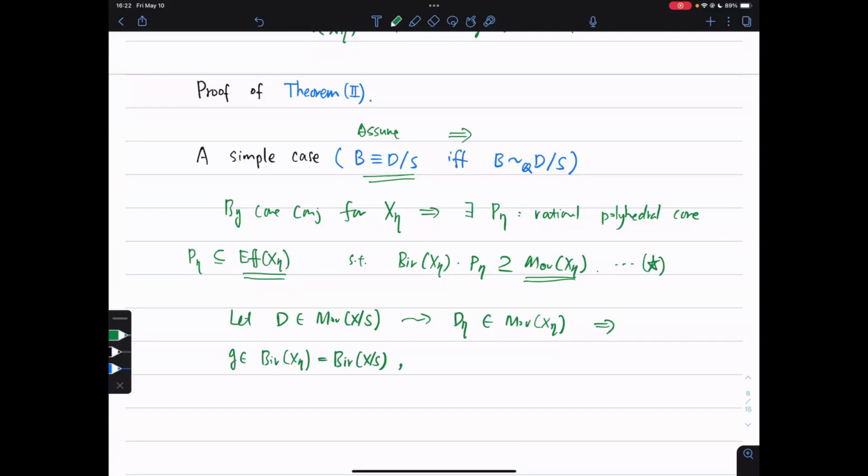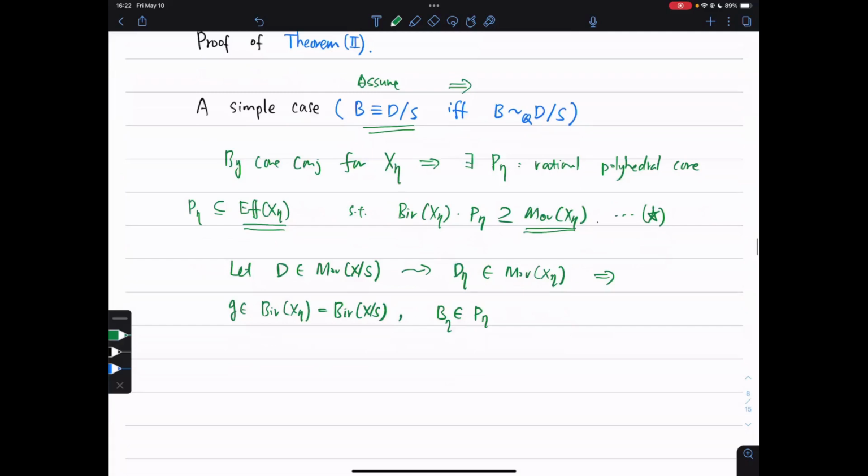And another divisor, say B, inside of P8. Let me write B8, such that G times B eta, the class, equals D8 inside of this movable cone, right? Because of this relation, we just rewrite it.